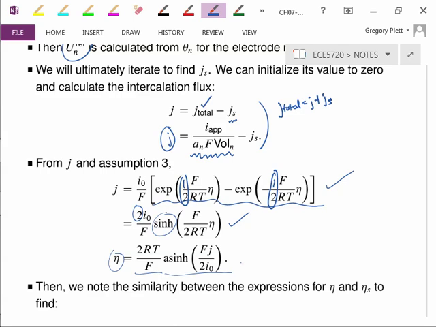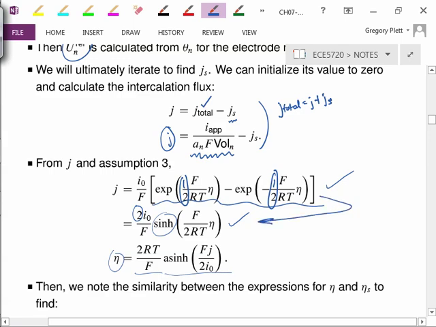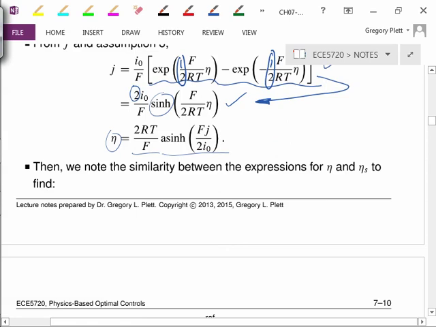This, by the way, is why we said that we had to assume that alpha was a half. If alpha is not a half, I can't go from that line to that line and have something that's easily invertible to give me eta in closed form. It may still be possible to do it using some kind of an inverse table lookup. I haven't really explored that, but alpha equals a half seems to work pretty well in practice.